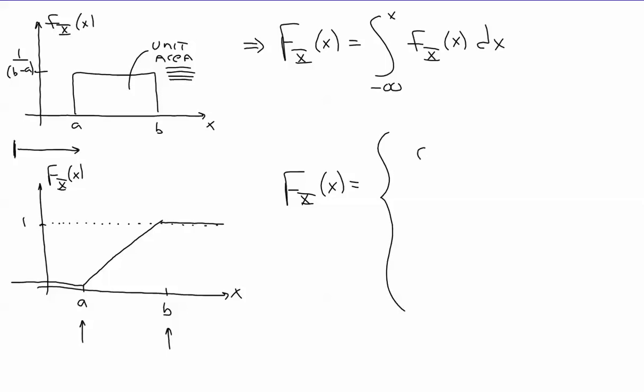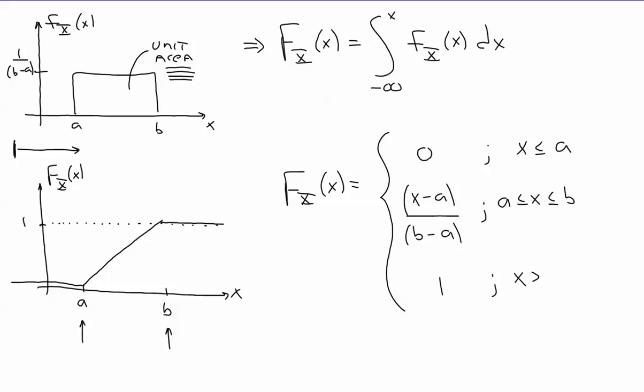It's clearly going to be 0 for x less than or equal to A. It's going to be a straight line, (x minus A) over (B minus A), in the intermediate region, A less than or equal to x less than or equal to B. And it's going to be 1 for x greater than or equal to B. Functionally, that's the way we would write down the cumulative distribution function for the uniform random variable. Okay? So that's it.